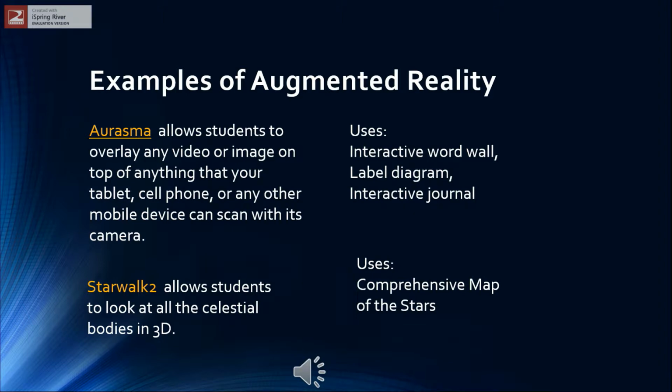Aurasma allows you to overlay a video or image on top of anything that your tablet, cell phone, or any other mobile device can scan with its camera. It's similar to using a QR reader. Scan an image using the app and it will activate the overlaid image or video. It can be used to make visuals for learning vocabulary or identifying important information in a picture, or it can be used to put photos and written text that can be played as a video when it's read. StarWalk 2 allows students to look at celestial bodies in 3D. Point your device to the sky and create a map of the stars.